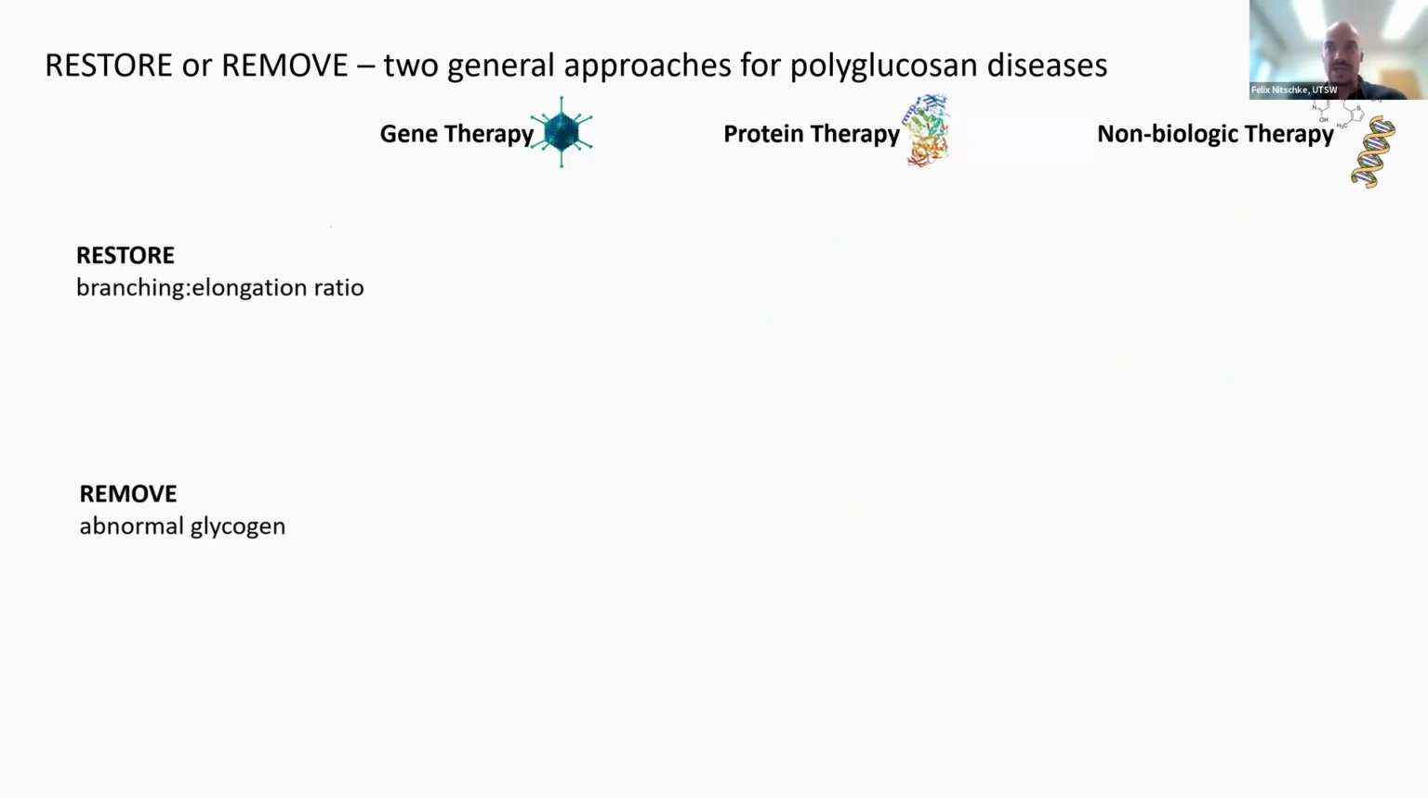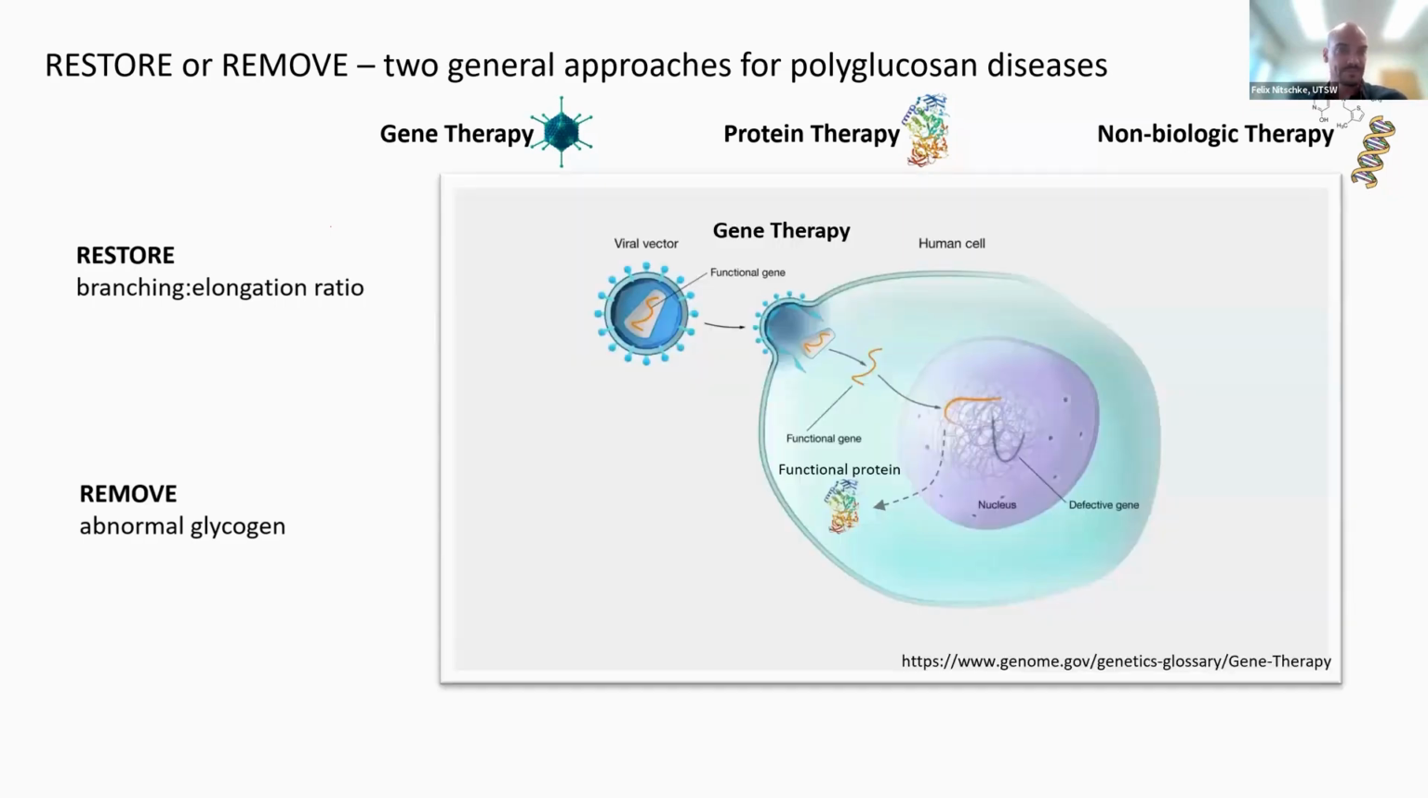We have gene therapy, protein therapy, and therapy with non-biologic synthetic compounds. In gene therapy, a viral vector is used to provide cells with a blueprint, basically with information, for instance, on how to make a protein that the cells need. These treatments are quite long-lasting, as a cell can basically make more protein as long as it has the blueprint.